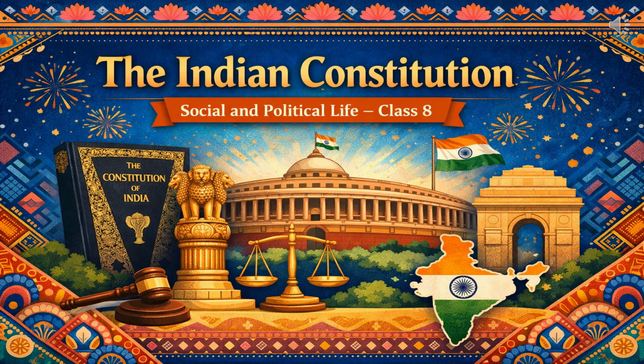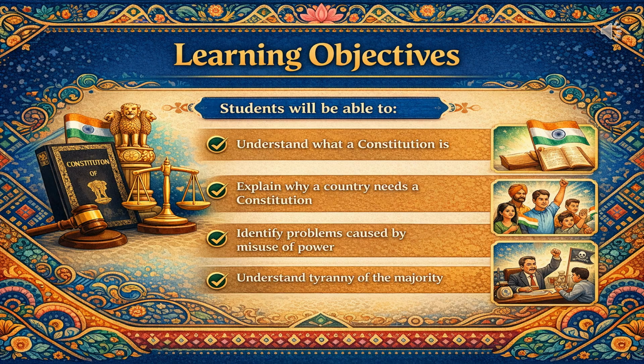Let's begin. First, let us see what we are going to learn today. By the end of this lesson, you will be able to do 4 important things. Understand what a constitution is. Explain why a country needs it. Identify problems when power is misused. And understand something called tyranny of the majority. Keep these goals in mind as we move forward in our learning journey.